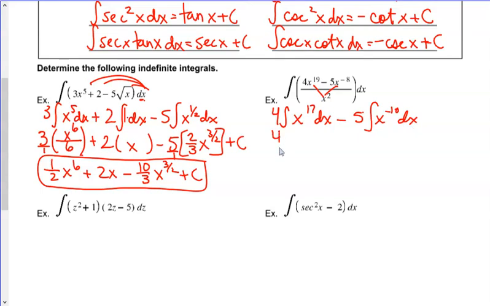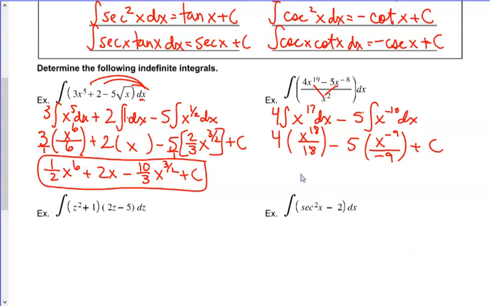Okay, so let's do that. Let's use our power rule. Add 1 to this power and divide by the new power. Minus 5. Add 1 to that. Be very, very careful. It's x to the minus 9. Divide by that new power, which is negative 9. And of course, do not forget your plus c.